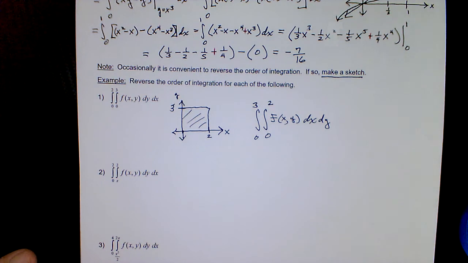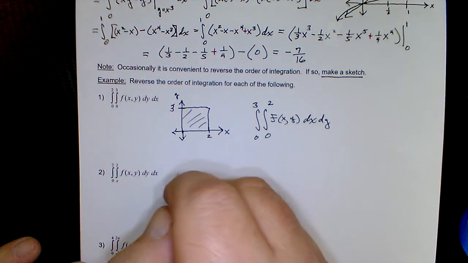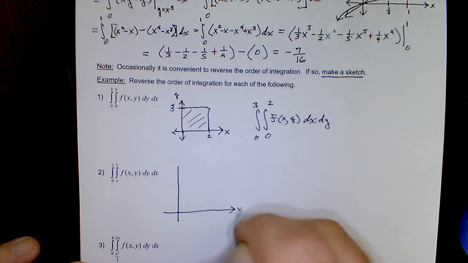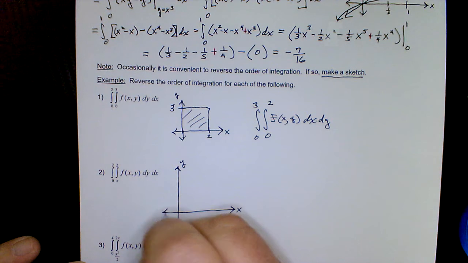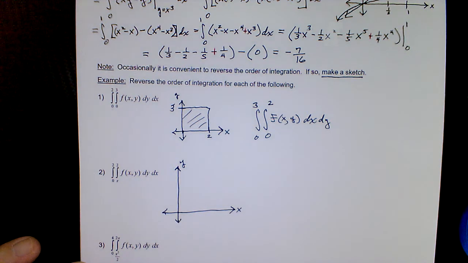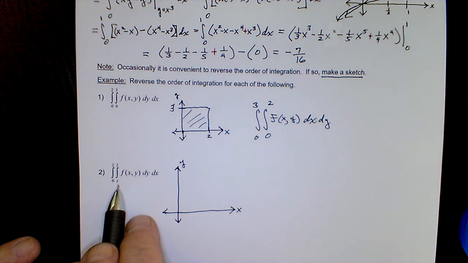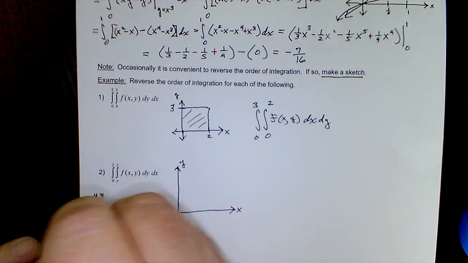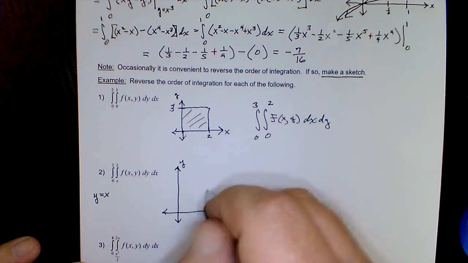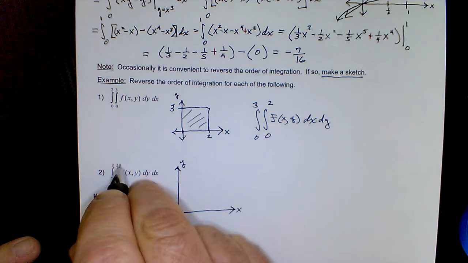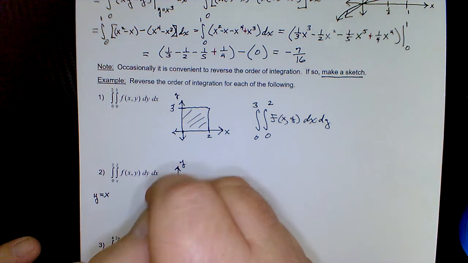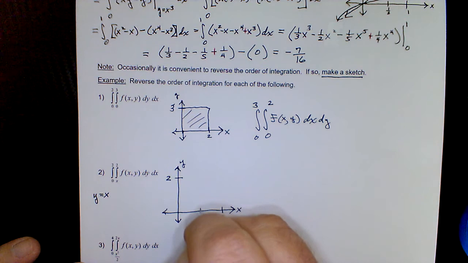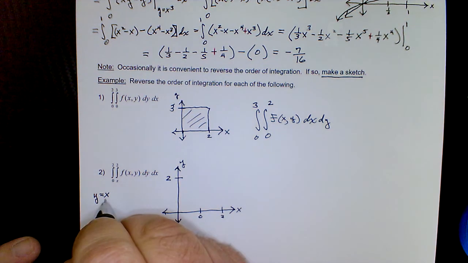Okay, for the next one, make the graph. And let's see what we're dealing with here. So we're going from x, so that's y equaling x. So the lower limit is y equaling x, and then we're going to 2. So y is 2, high point. x is going from 0 to 2, so let's just scale that off. Alright, and then let's draw the line y equaling x.